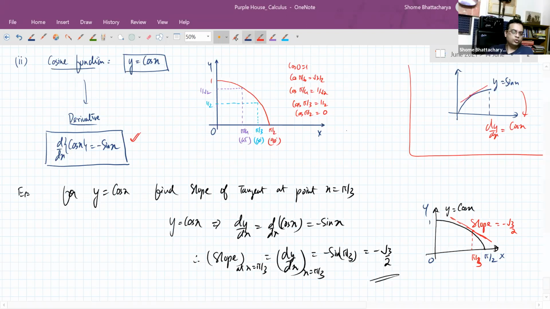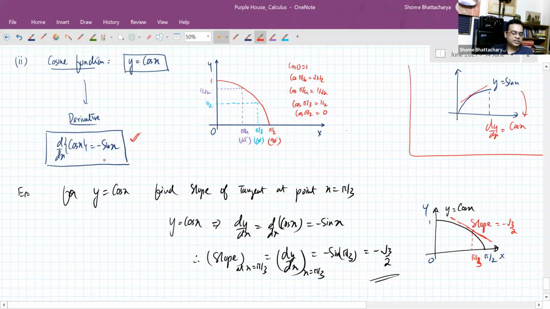Okay, so we have learned two of the fundamental trigonometric functions' derivatives today. Sin x's derivative is cos x and cos x's derivative is minus sin x. So first of all, it's important that you remember these values. Don't mix up the minus sign. Always keep in mind the graph. It's easy to remember why the cos x graph has a negative slope.